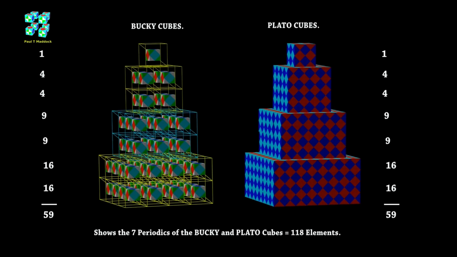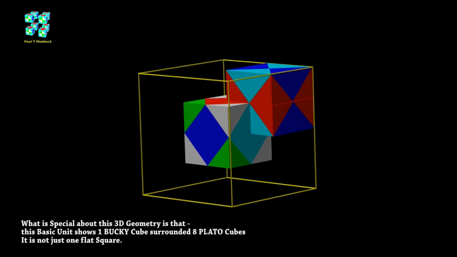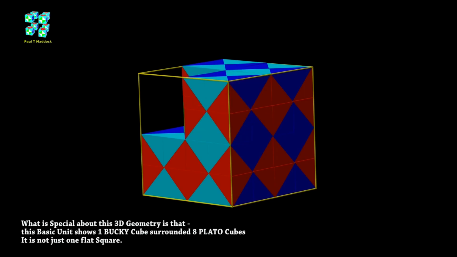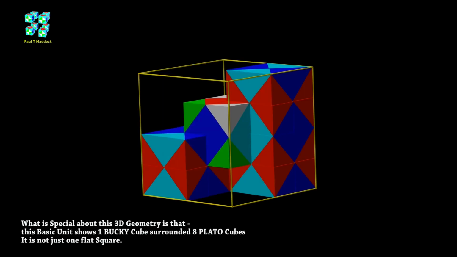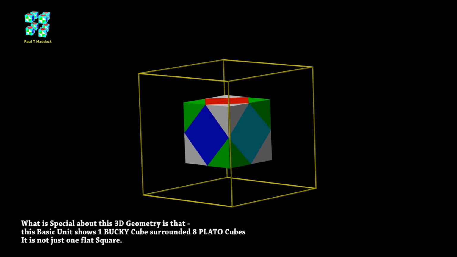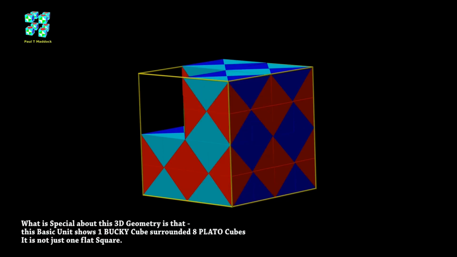Isn't that something? Now the difference between this and the normal periodic table is that this is 3-dimensional, and the normal periodic table shows flat squares. So you can see in front that the Bucky Cube is surrounded by 8 Plato cubes. Now that's a big difference. You can also see that the symmetry is perfect between the Bucky cubes and the Plato cubes.